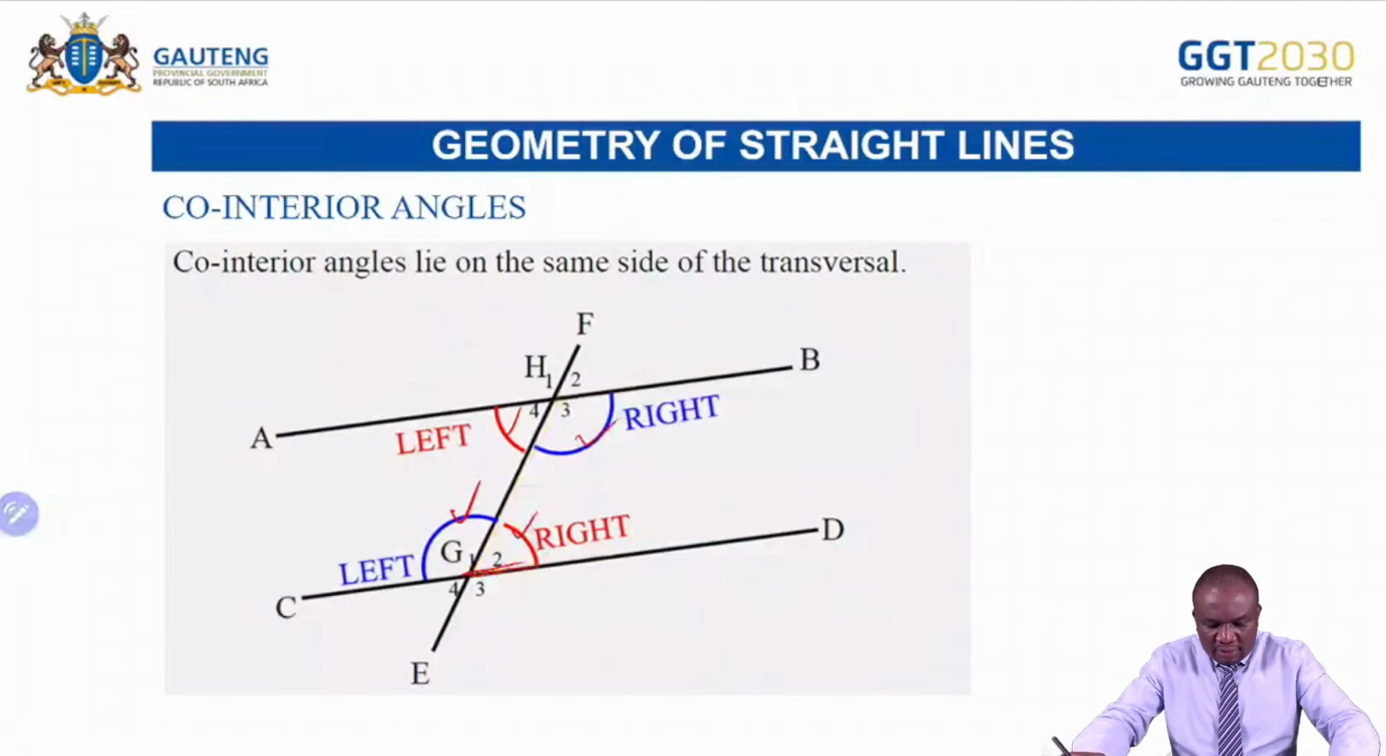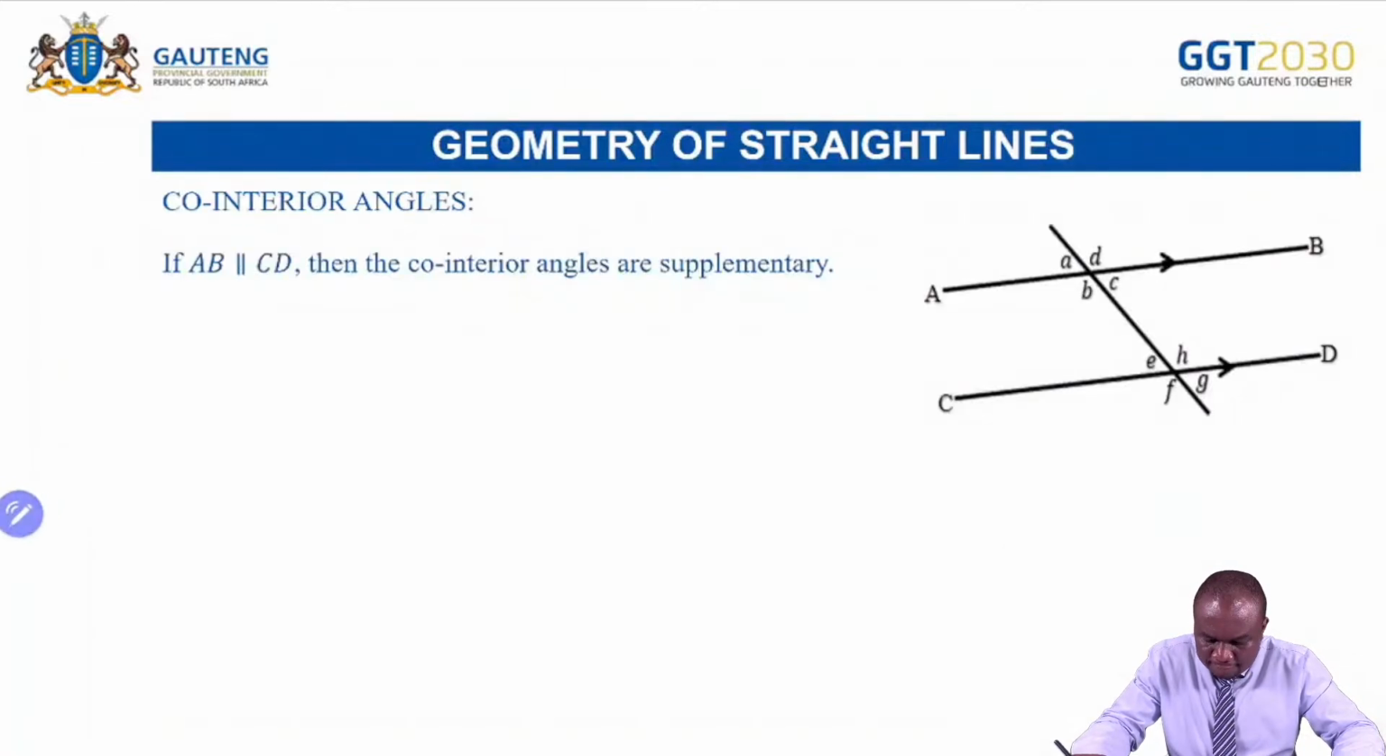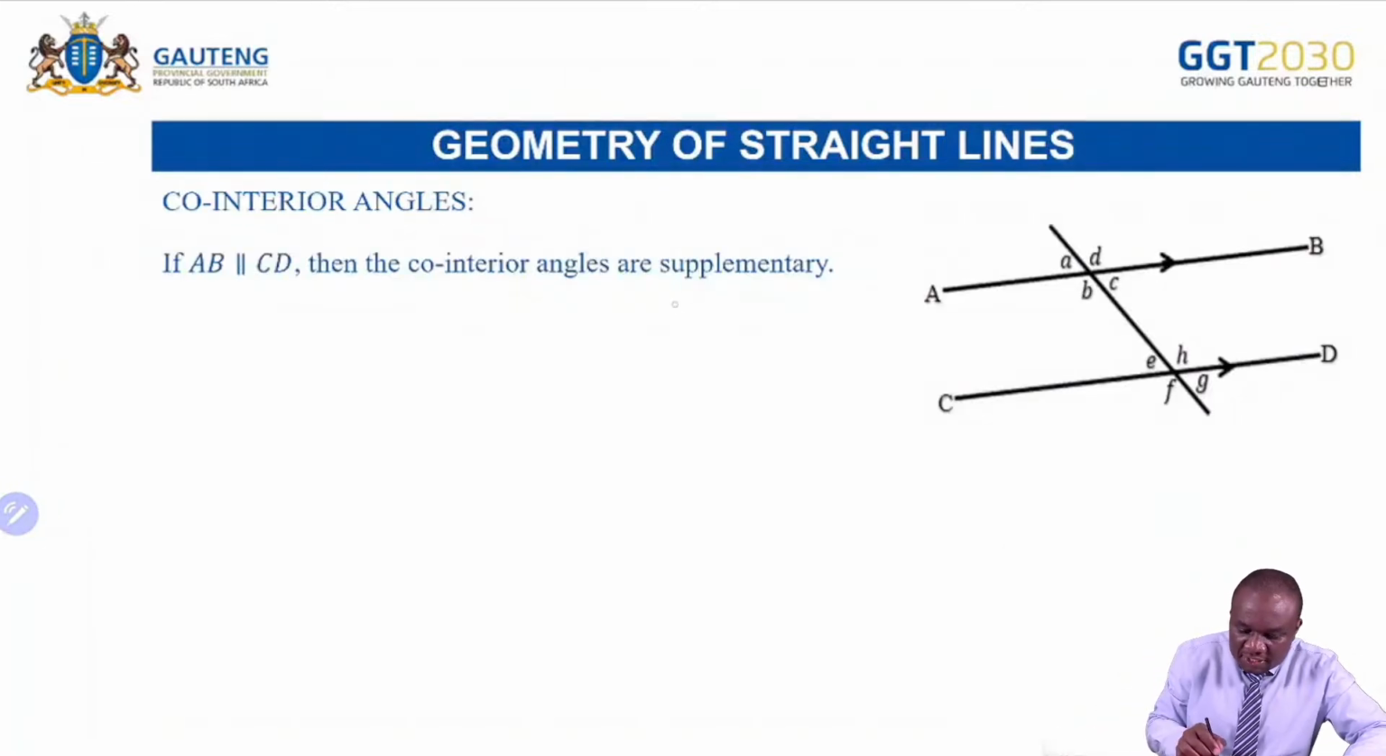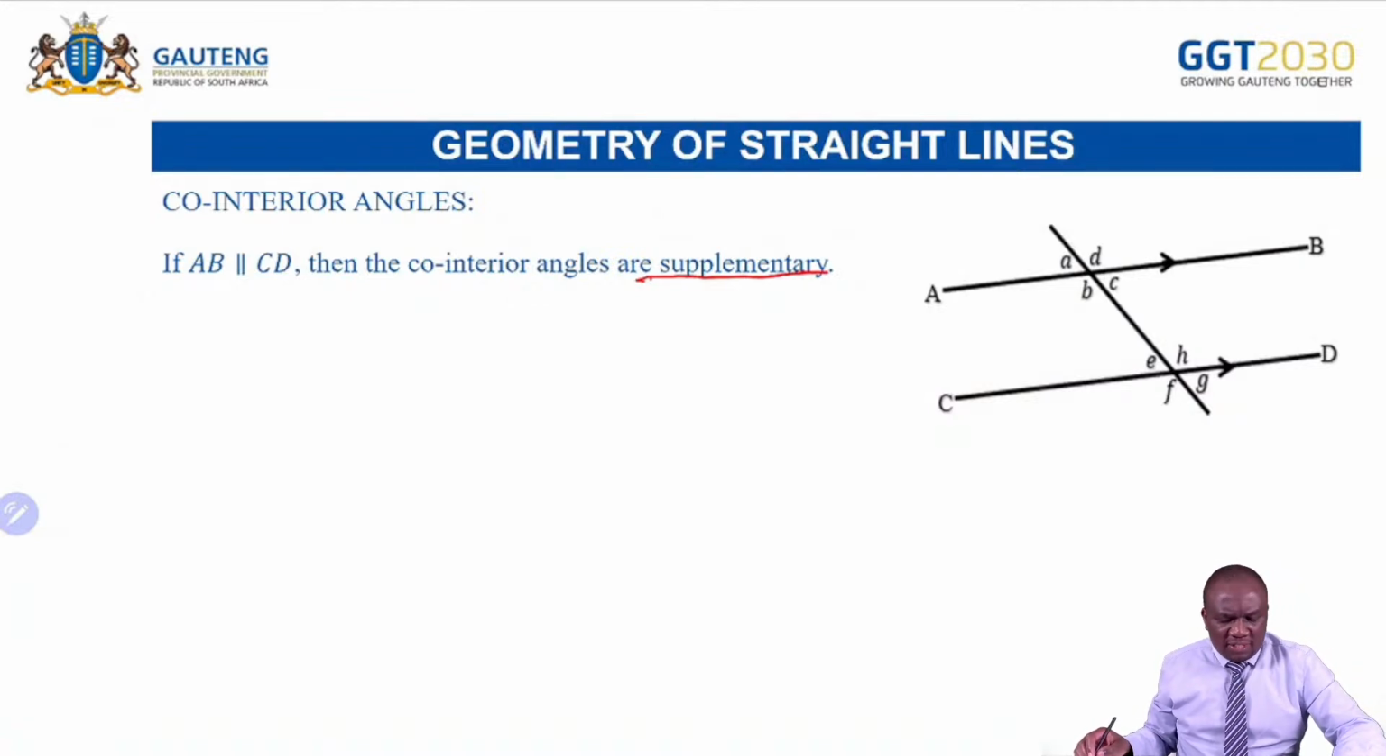Okay, right. And then we have this diagram. The co-interior angles are supplementary. Let's identify the two pairs. Can we do that in 1 minute? Which ones are the co-interior angles here? 1 minute.